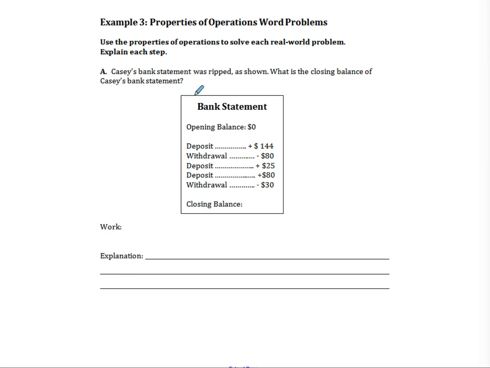Closing balance means how much money was in your bank account at the end of that day or at the end of that time period. So opening balance was $0. Then a deposit is a positive. It's putting money into the bank. So positive 144. Withdrawal means taking money out of the bank. So that's a -80. Two more deposits, positive 25, positive 80, -$30.